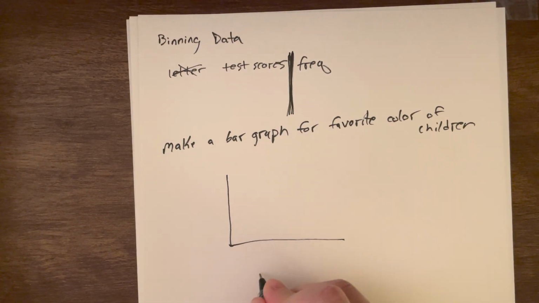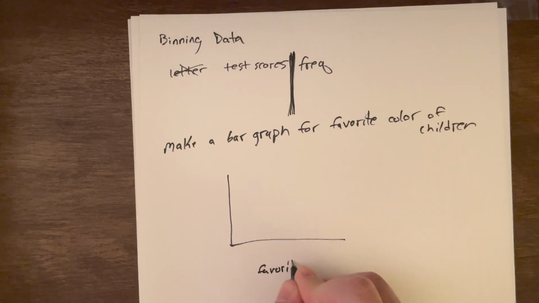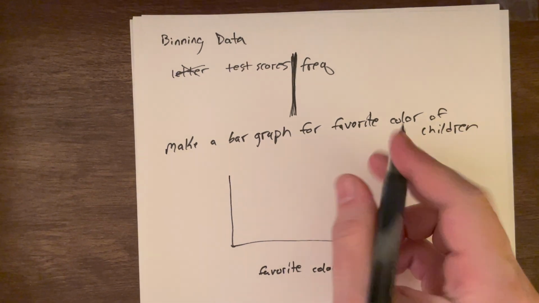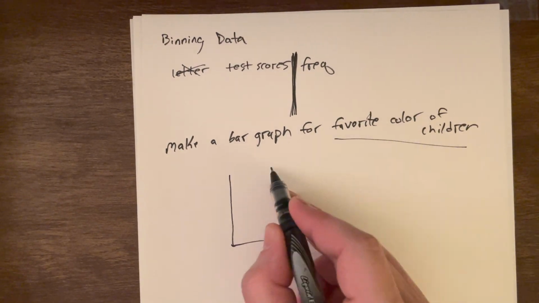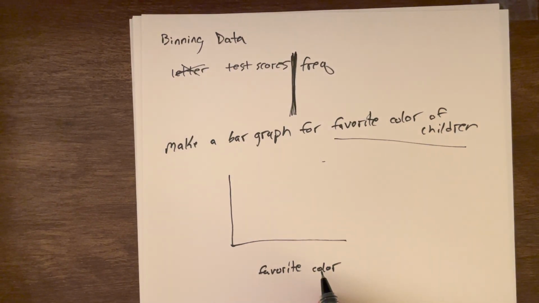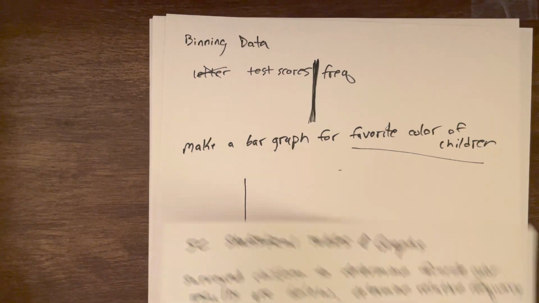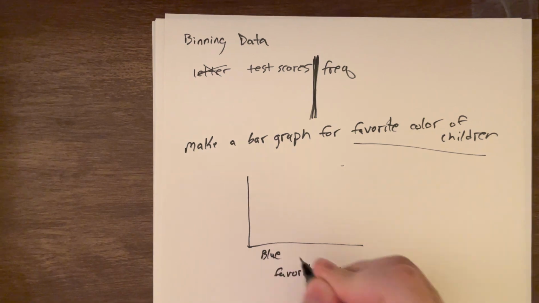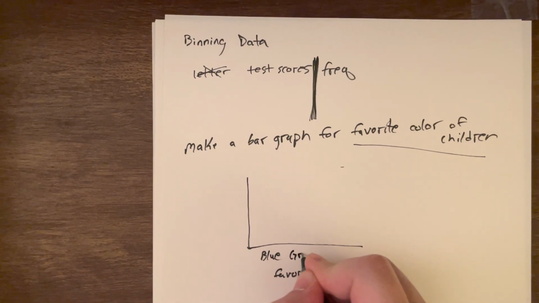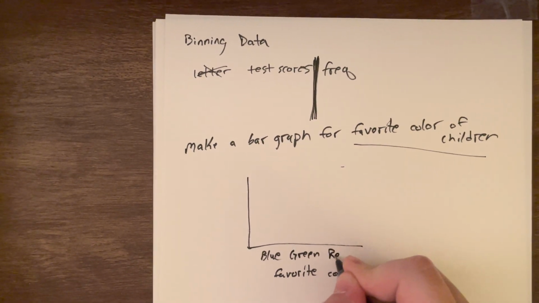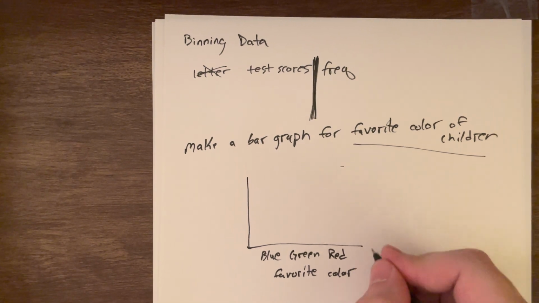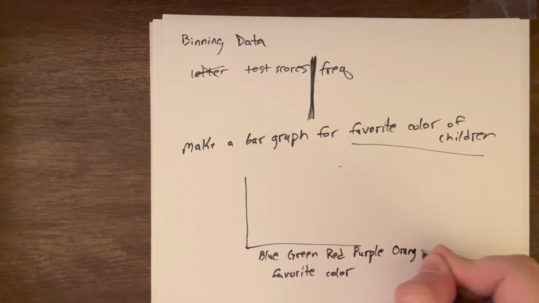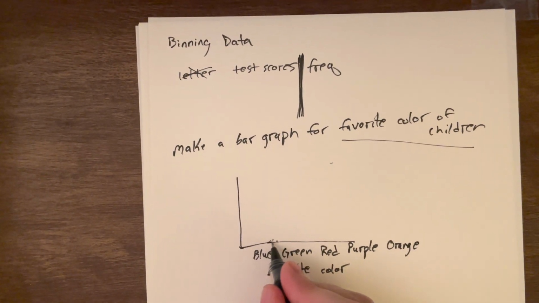So we're going to put favorite color across the bottom. Here's my title: we're looking at favorite color of children, and that's across the top. So here are the favorite colors we saw: blue, green, red, purple, and orange. Let me extend my line a little bit more.